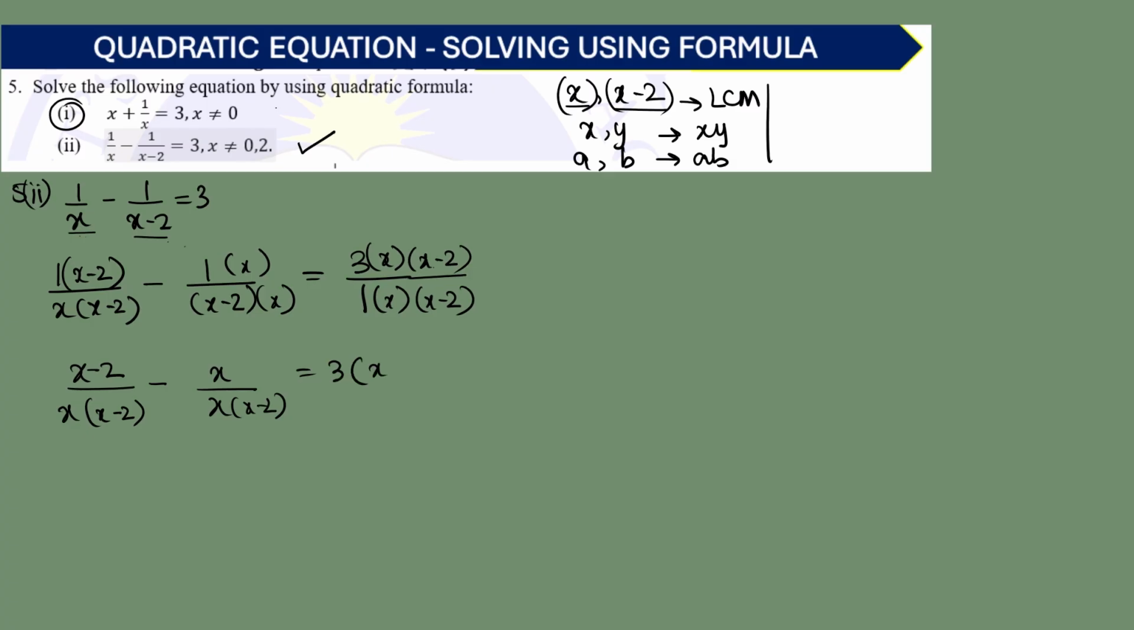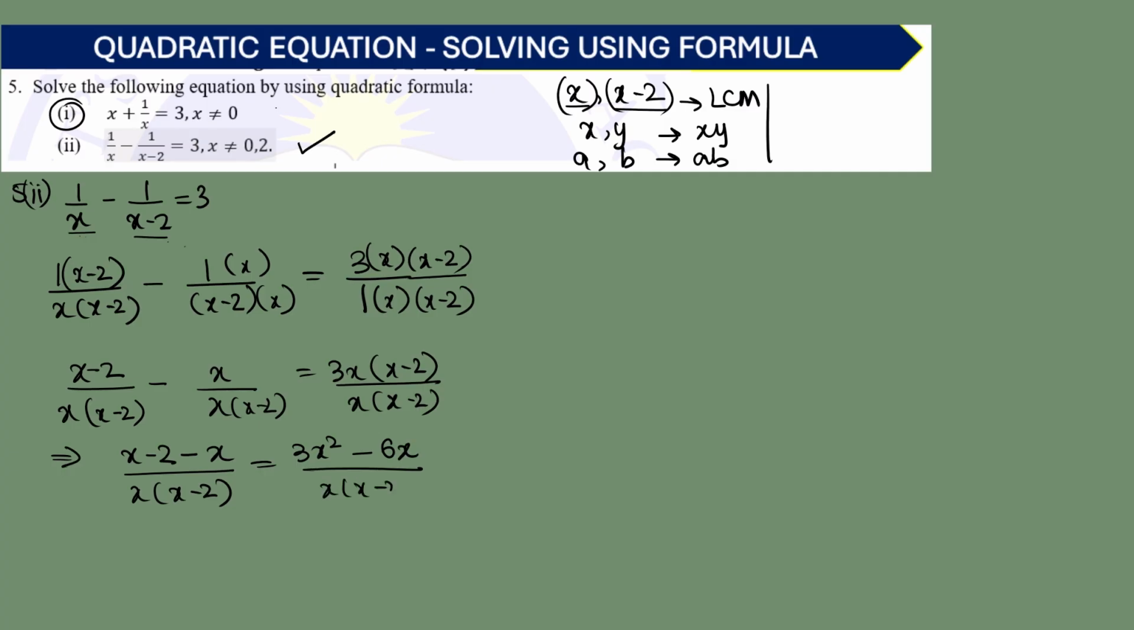into x? X square. So first either multiply x by 3 and finish it off. So just make it 3x into x minus 2. Don't try to solve all three together. You will make a mistake. Divided by x into x minus 2. Now we have x. This implies x minus 2 minus x upon x into x minus 2 is equal to 3x into x is 3x square minus 3x into 2 is 6x upon x into x minus 2.